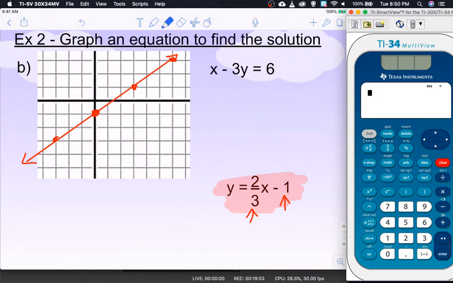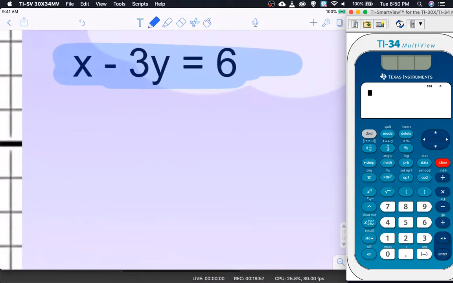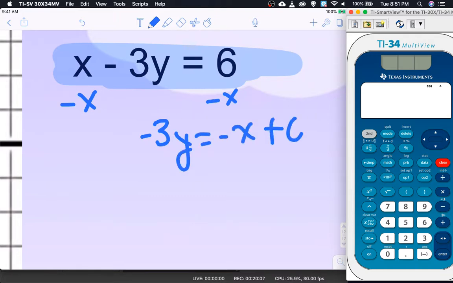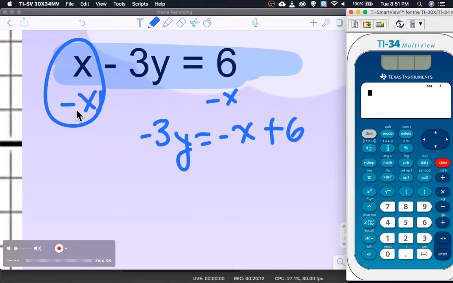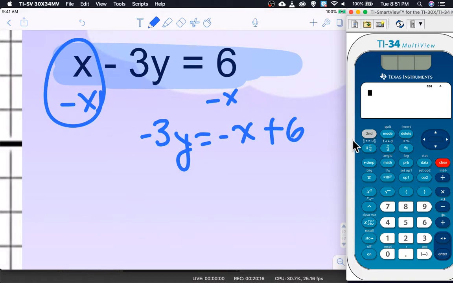All right, my blue line needs to be solved for y. It is not currently y equals. So let's fix that. I'm going to subtract x on both sides. I have negative 3y equals negative x plus 6. That cancels out this positive x by using a minus x. So now it's gone. I have this.